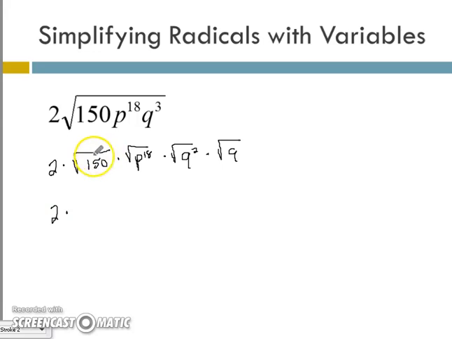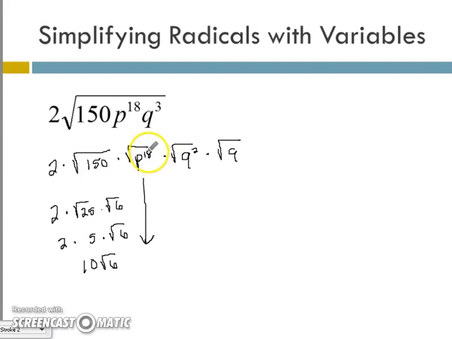So 2 times 150, if I break that into perfect square factors, would be like the square root of 25 times the square root of 6, because 25 times 6 is equal to 150, and 25 is a perfect square. And then these would simplify to 2 times 5 times the square root of 6, or 2 times 5 is 10 square root of 6. And then simplifying this one down, square root of p to the 18th is p to the 9th.